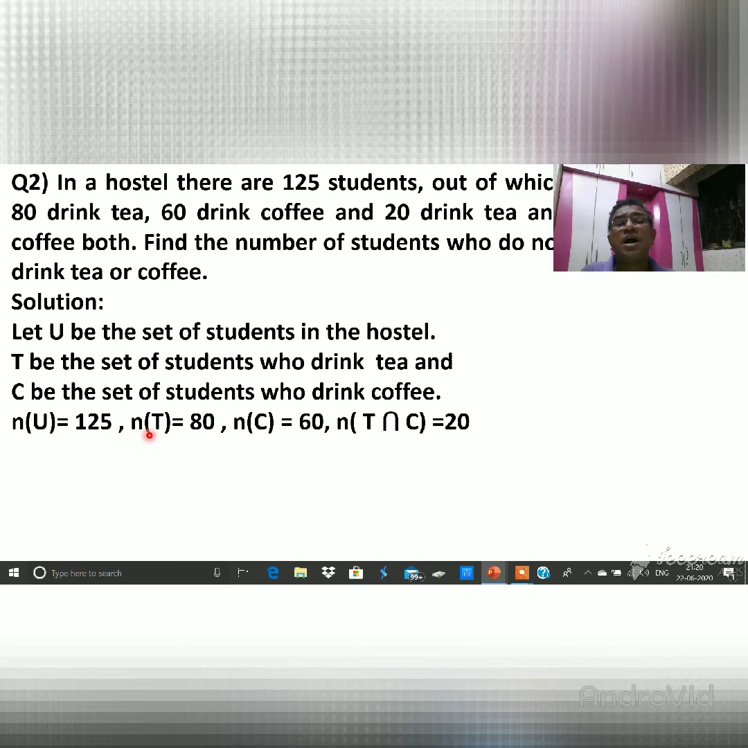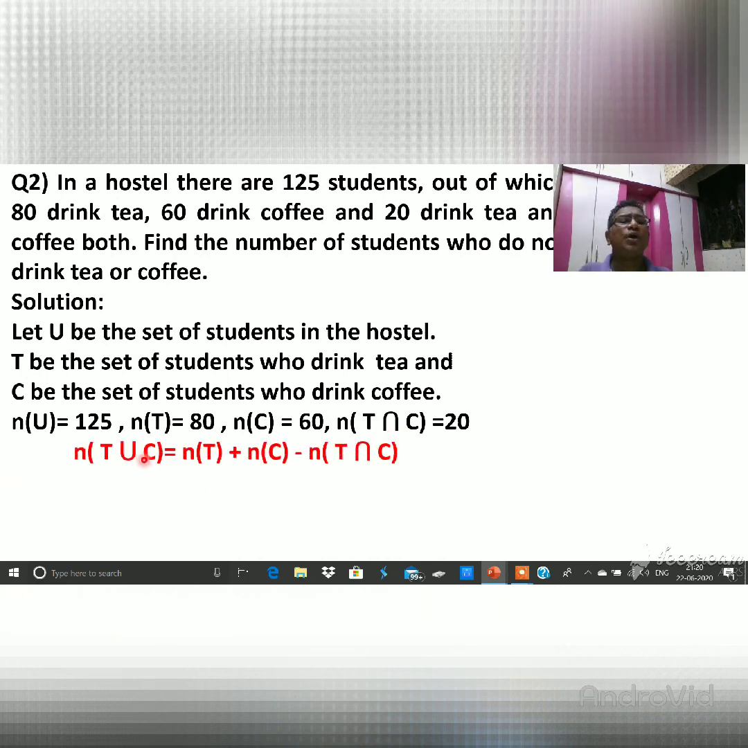The number of tea drinkers is 80. Here, tea drinkers means those who drink only tea. The number of coffee drinkers is 60. Then here is the condition: they drink both tea and coffee. So this is the intersection. Tea they are drinking and coffee they are drinking. Both they are drinking. Such students are 20. So there is an intersection, and we use the formula.